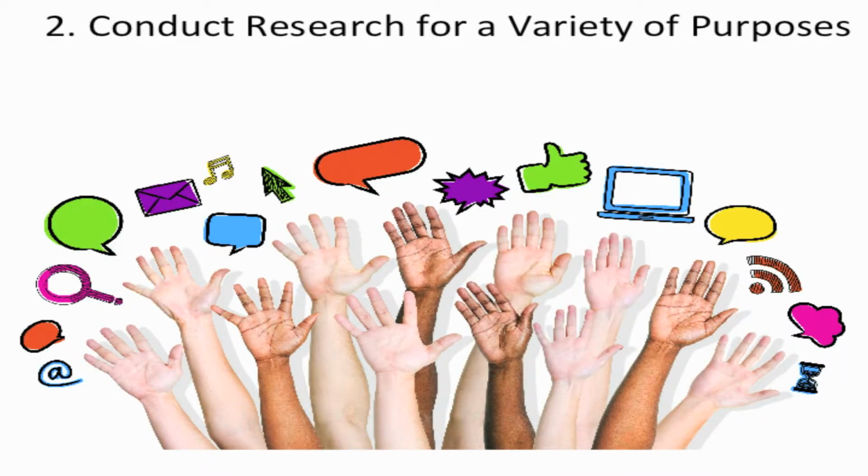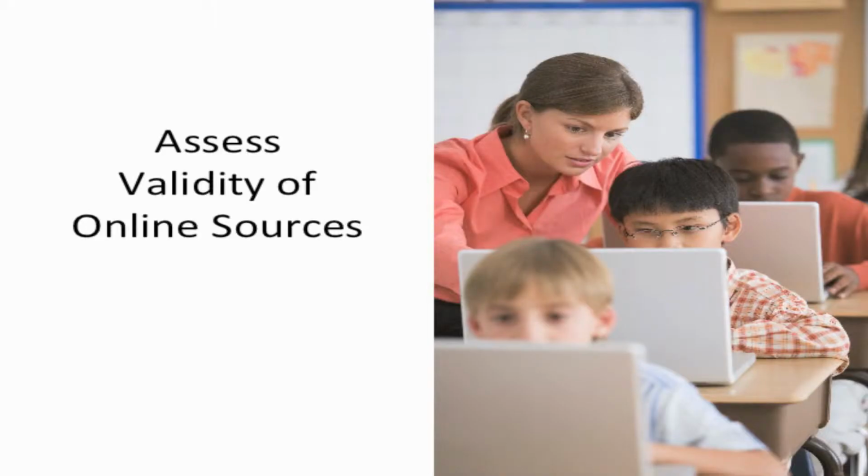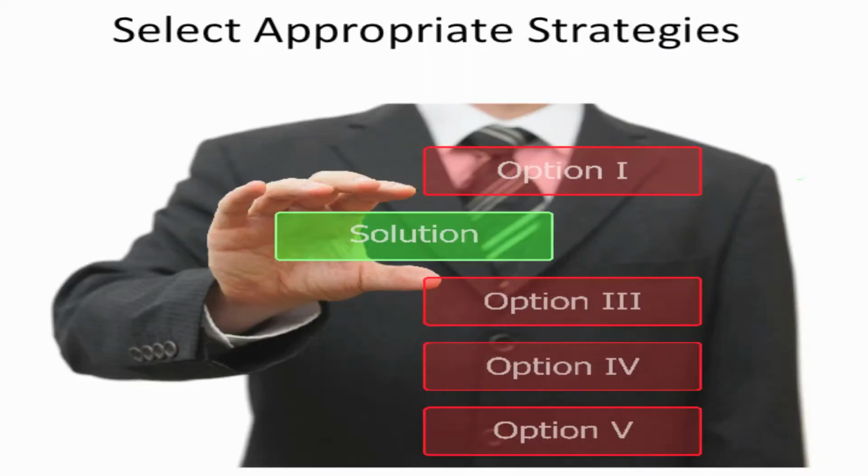Step 2 is helping students conduct research for a variety of purposes. Guide your students through a process that allows them to begin by broadly exploring varied topics, selecting areas of focus, and identifying specific research questions that excite them. Help your students assess the validity of online sources based on their purpose and topic of research. And help students select appropriate, technology-supported information gathering strategies based on the topic and purpose of research.